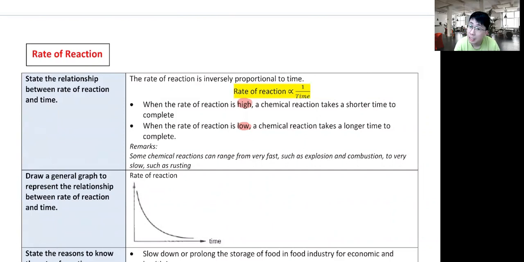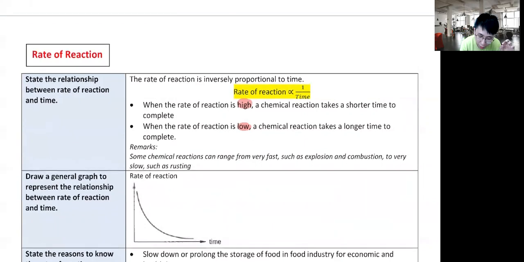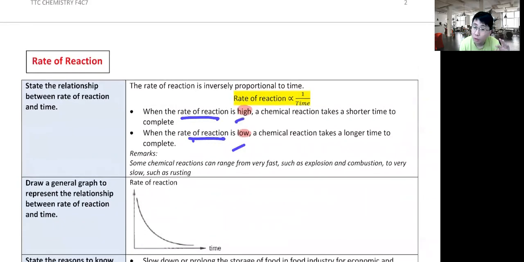Okay, of course you can use increase or decrease. But if you try to describe, you have to say high or low, not fast or slow, for rate of reaction. When they have the words rate of reaction, use high or low. So high rate of reaction takes a shorter time to complete, while low rate of reaction takes a longer time to complete. So we know this, okay?